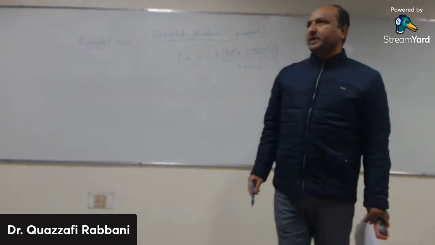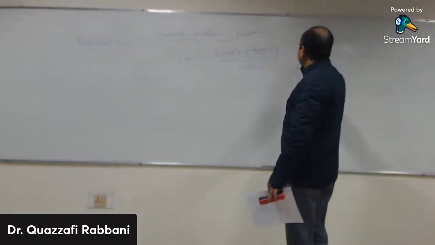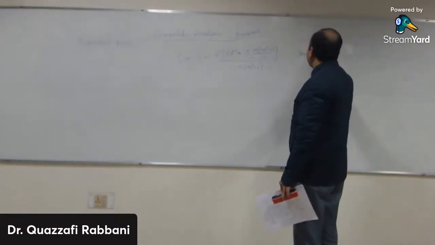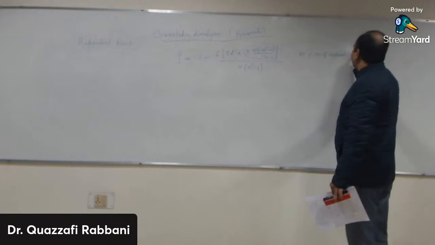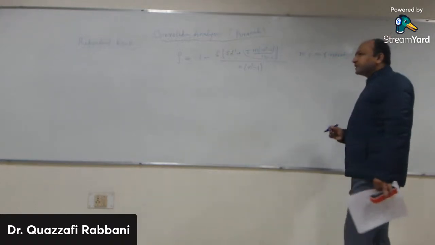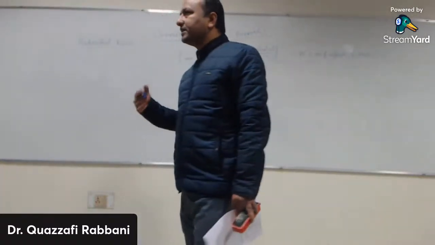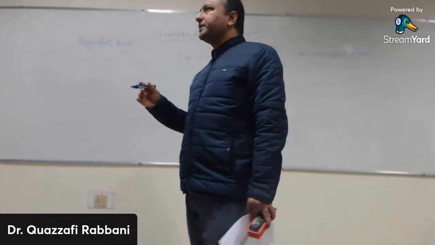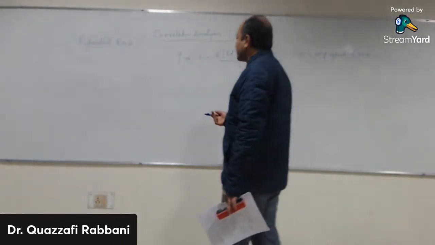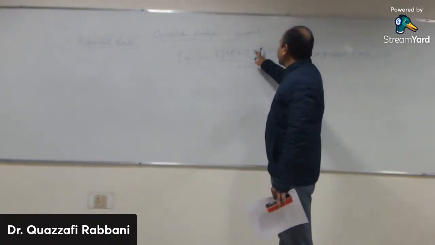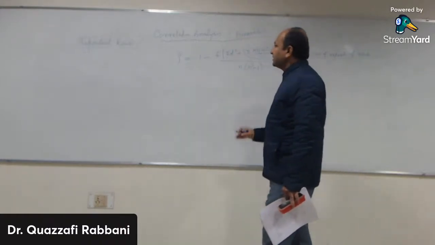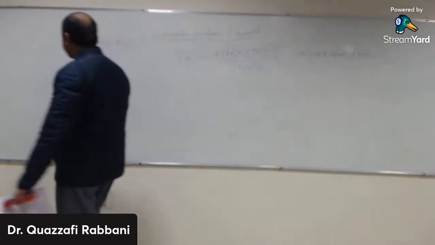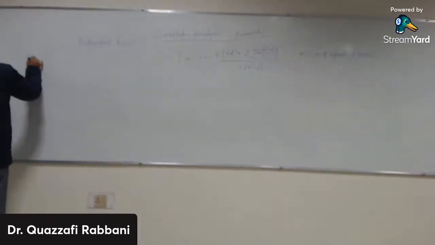M into m square minus 1, where m is the number of repetitions of rank. Which rank is repeating, and how many times? That is m. If a rank is repeated 3 times, then m is equal to 3. If the rank is repeating 2 times, then m is equal to 2. The formula is the same, but we just use m into m square minus 1 in the numerator.